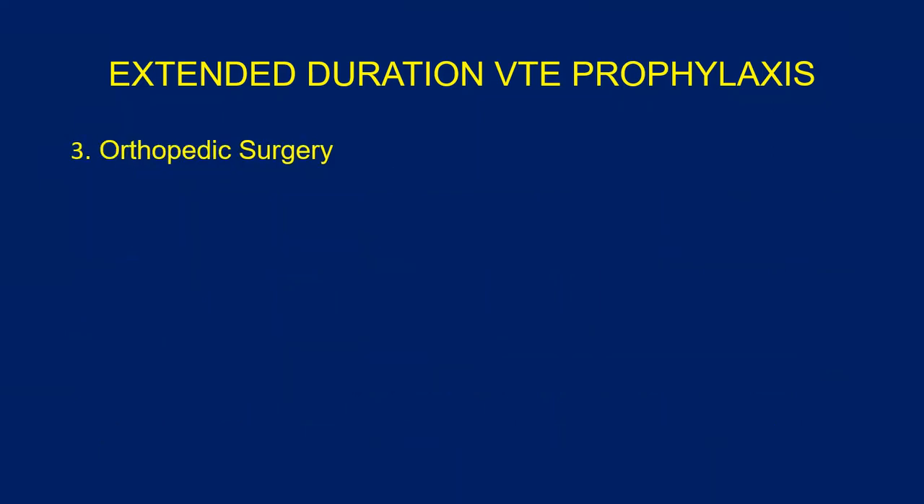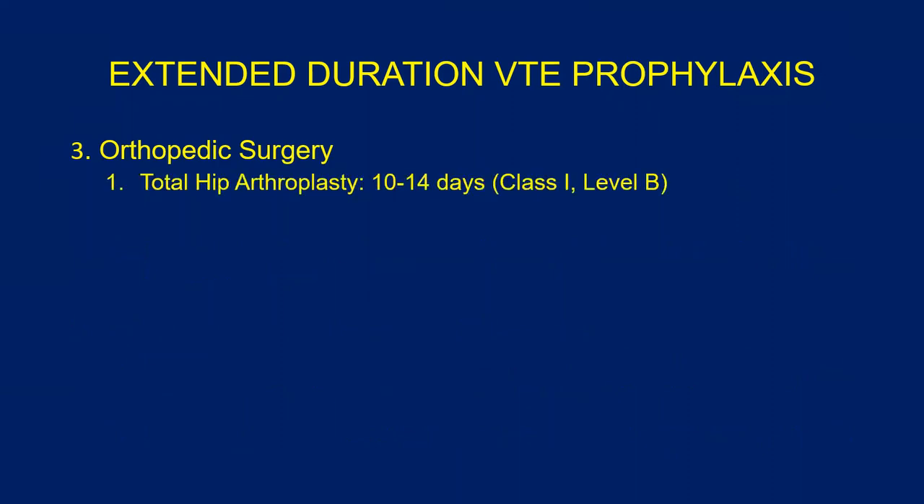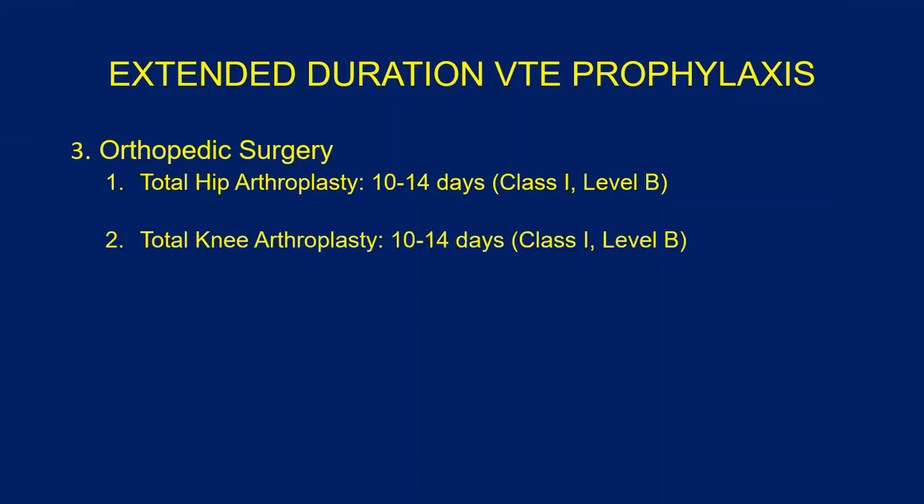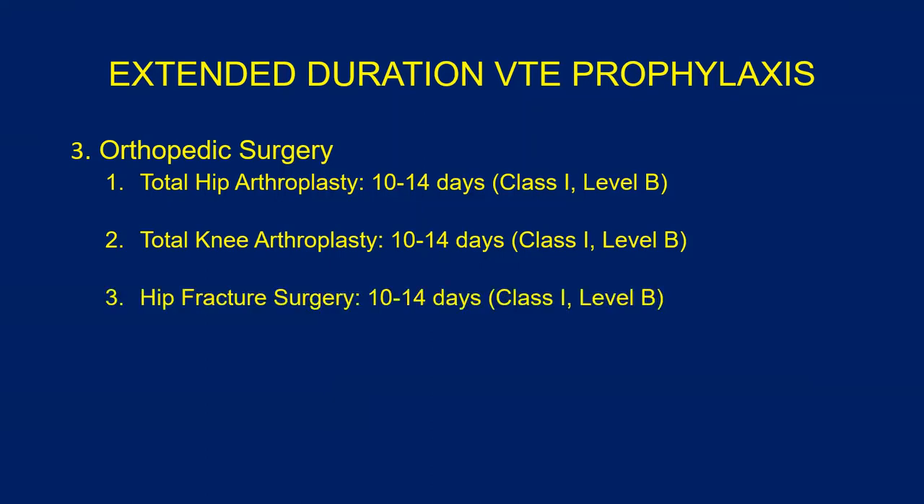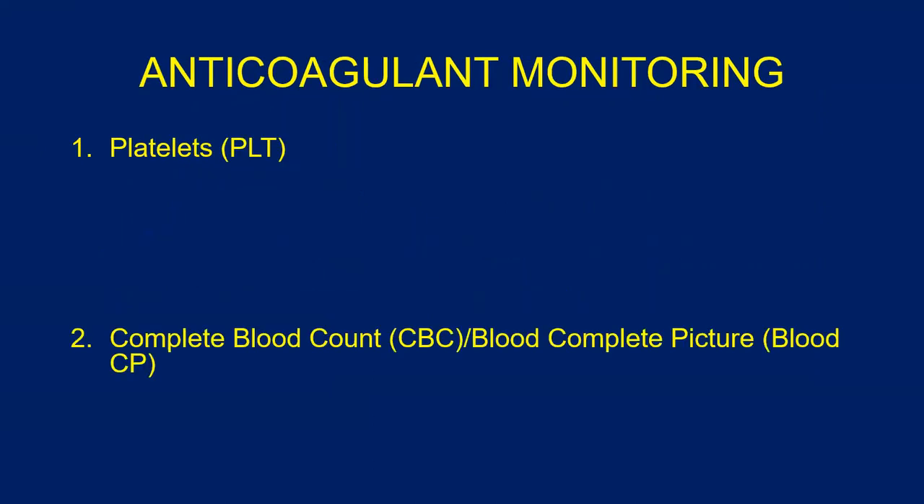Now, what about extended VTE prophylaxis in orthopedic surgery? For total hips, it's usually 10 to 14 days, and that's a class 1. So again, you can use rivaroxaban 10 milligrams daily, or apixaban 2.5. And then total knee, it's the same, 10 to 14 days, and that's also class 1. If they have undergone hip fracture surgery, again, 10 to 14 days, and that is also class 1.